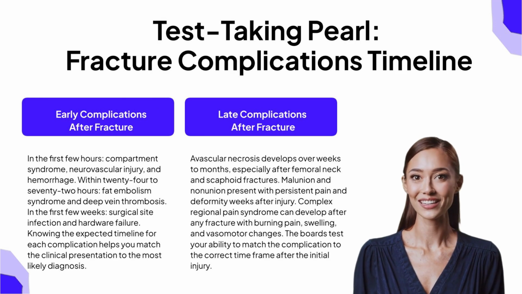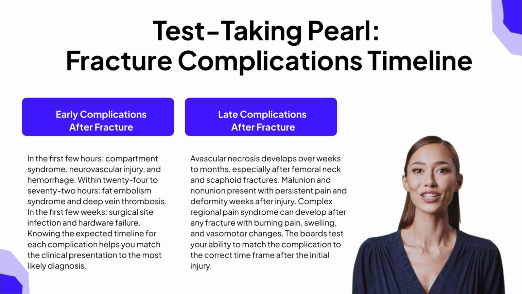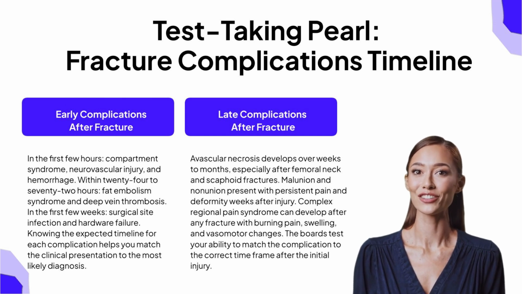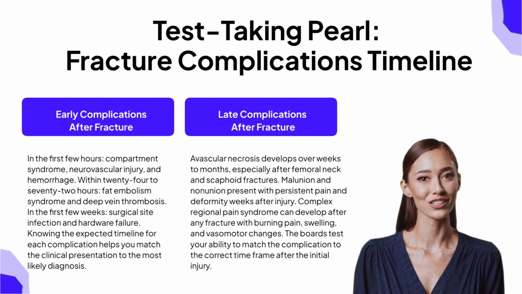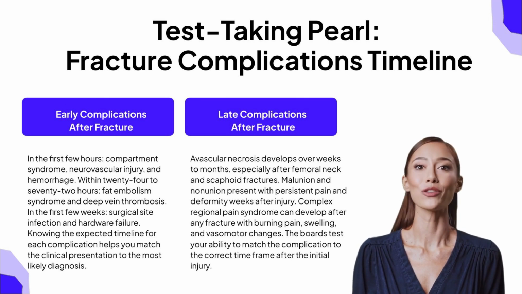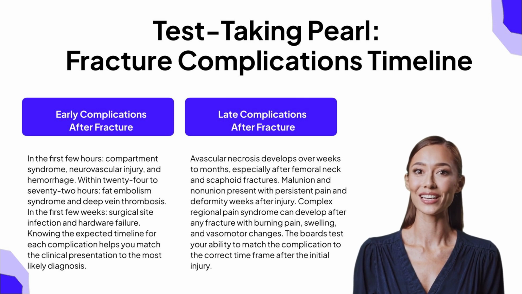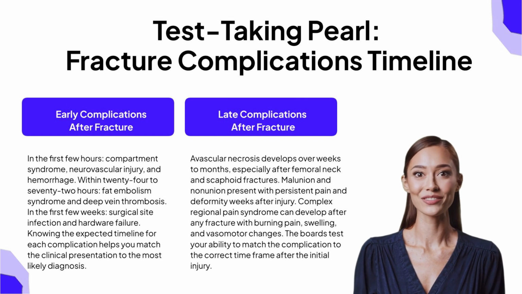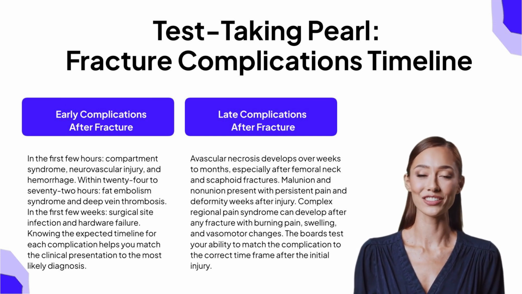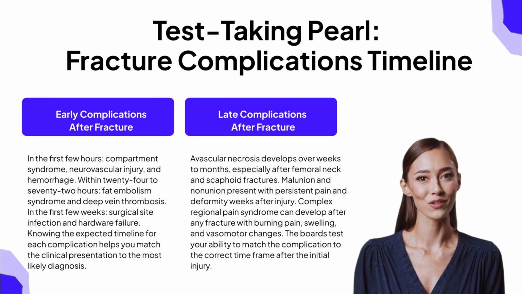Here is a critical test-taking pearl about fracture complication timelines. The boards love testing your ability to match a complication to the correct time frame after the initial injury. In the first few hours after a fracture, think about compartment syndrome, neurovascular injury, and hemorrhage. These are the acute emergencies. Within 24 to 72 hours, think fat embolism syndrome and deep vein thrombosis. In the first few weeks, watch for surgical site infection and hardware failure.